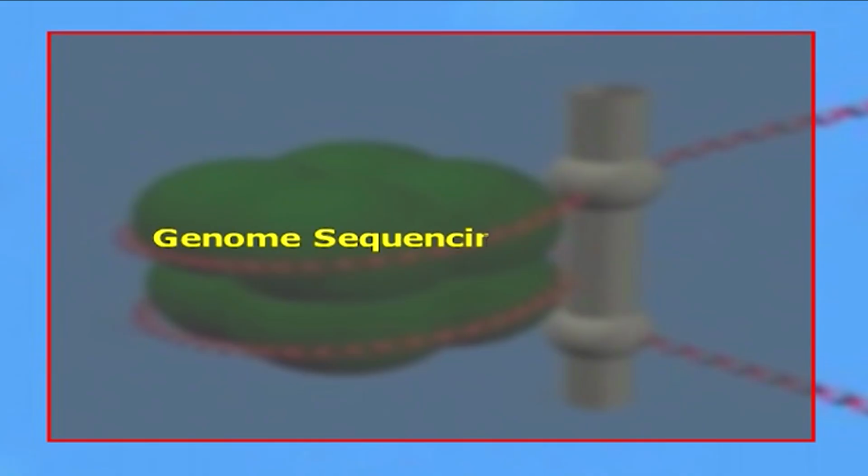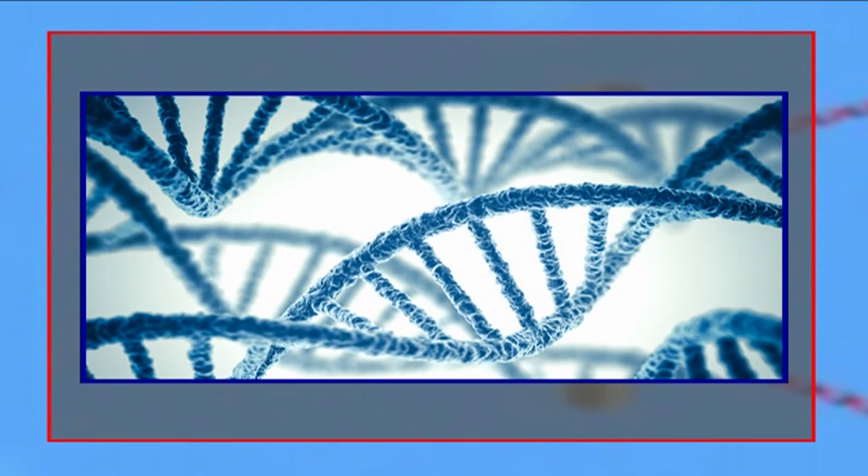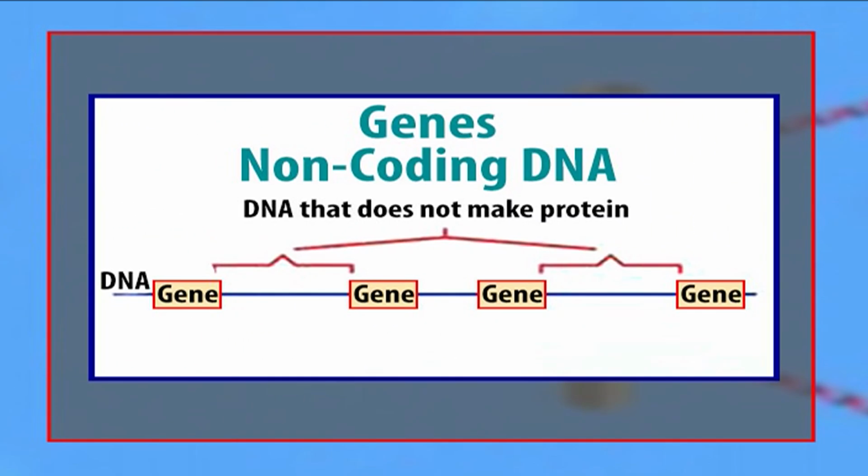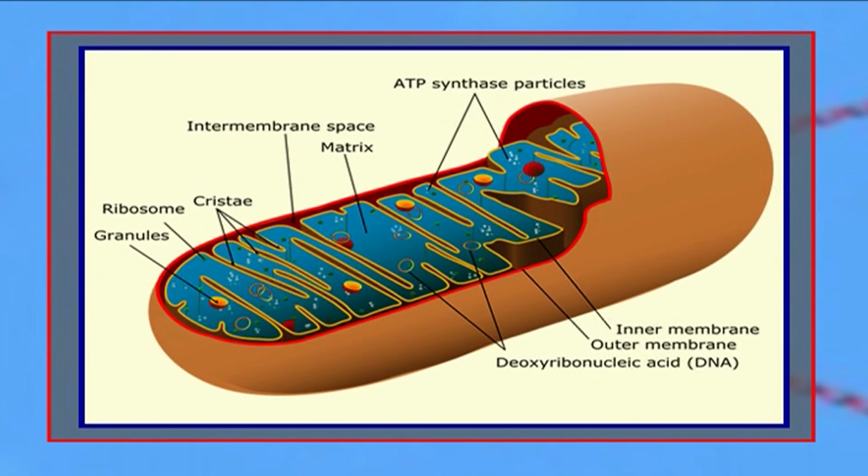Dear learners, let us understand genome sequencing and mapping. In modern molecular biology and genetics, a genome is the genetic material of an organism. It consists of DNA, or RNA in RNA viruses. The genome includes both the genes, the coding regions, the non-coding DNA, and the genome of the mitochondria.